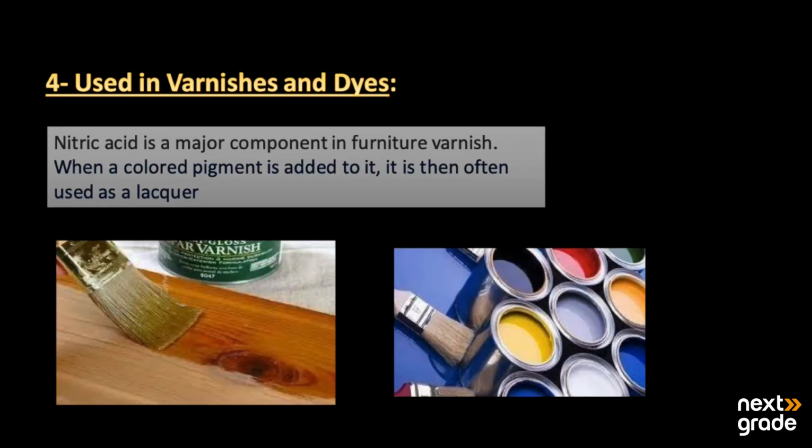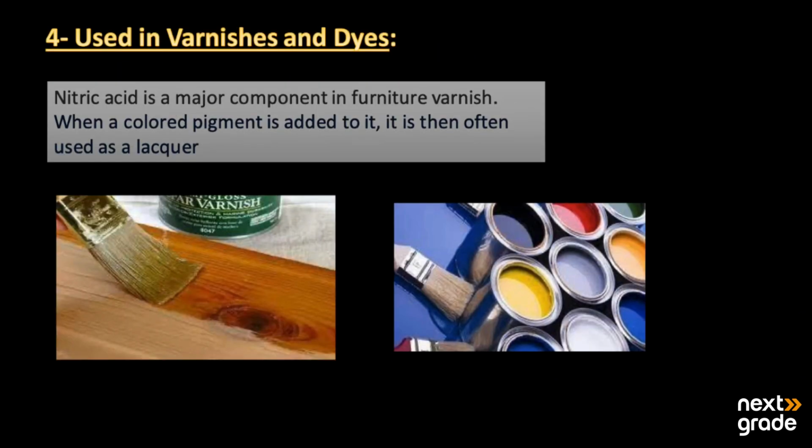Then we have its fourth use, in varnishes and dyes. Nitric acid is a major component in furniture varnishes, and when a colored pigment is added to it, it is often used as a lacquer. You can see that the different polishers we use for furniture shine and protection all contain nitric acid to some extent. It can also be used in different types of paints and varnishes as the main pigment for better results.